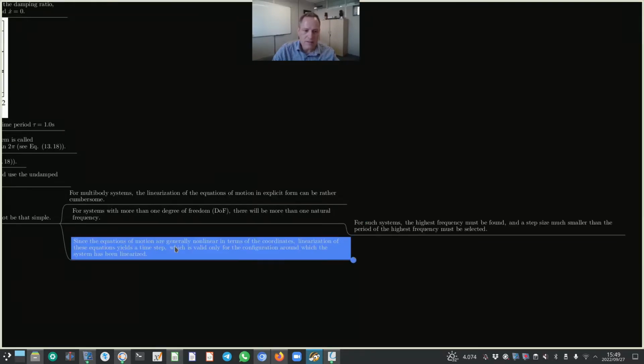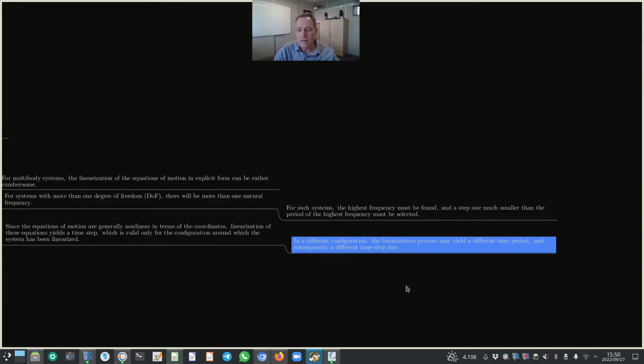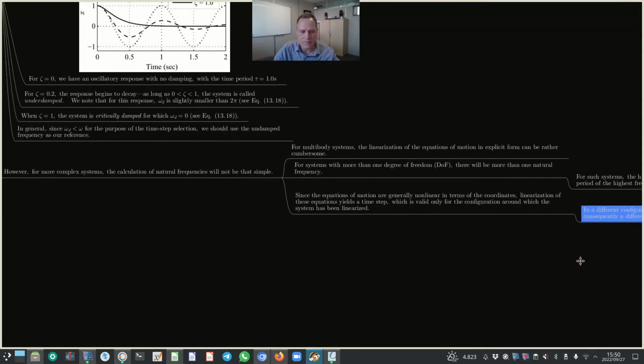Now, since the equations of motion are generally nonlinear in terms of coordinates, linear realization of these equations yields a time step which is valid only for the configuration around which the system has been linearized. In a different configuration, the linearization process may yield a different time period and consequently a different time step.